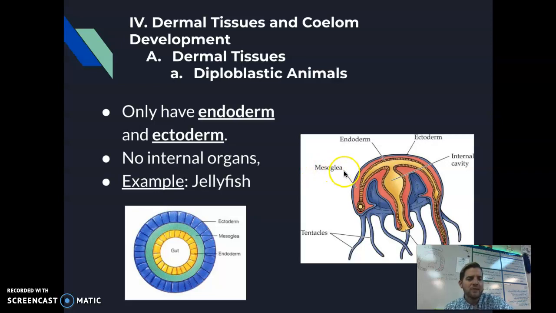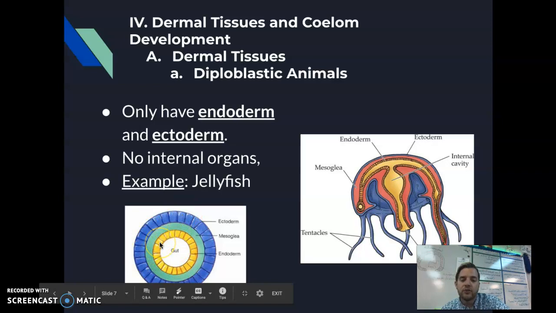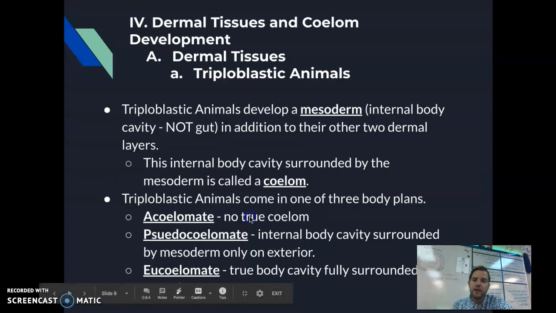This also has a mesoglea. We're not talking about mesoglea. It's not a mesoderm. It's just some sort of squishy stuff between the ecto and endoderm, so it's different. But you'll notice here, again, they only have two true germ layers or two true dermal layers.